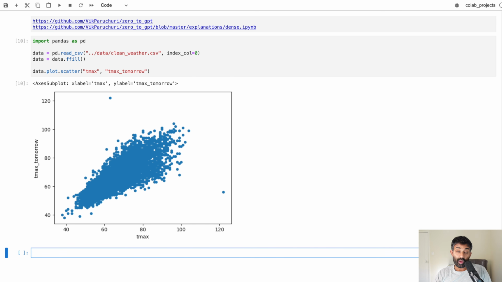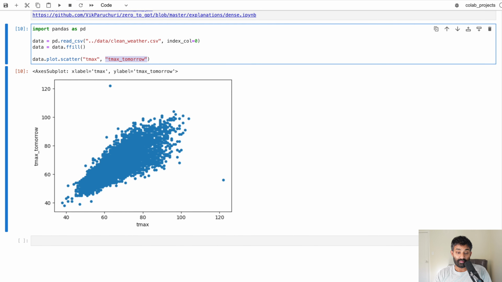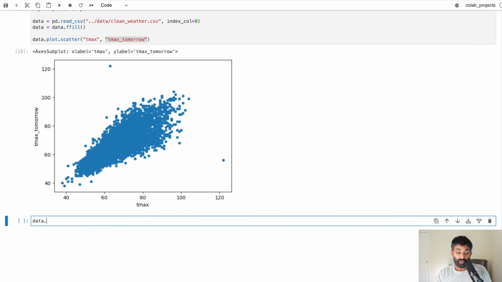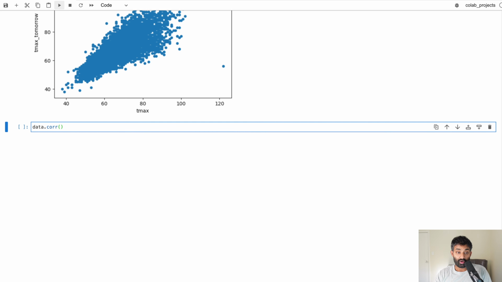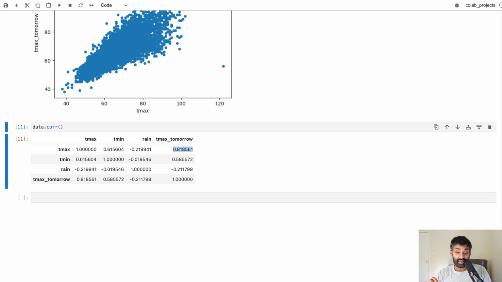All right. So when we use linear regression to predict one variable from another, we want there to be a linear relationship between those two variables. And as you can see, it looks like there is a linear relationship between today's temperature, Tmax, and tomorrow's temperature, Tmax tomorrow. But it's not a perfect linear relationship. And we can use the .corr method on a data frame to see what the correlation coefficient is. And it's 0.81. Basically, the closer the correlation coefficient is to 1 or -1, the stronger the linear relationship.